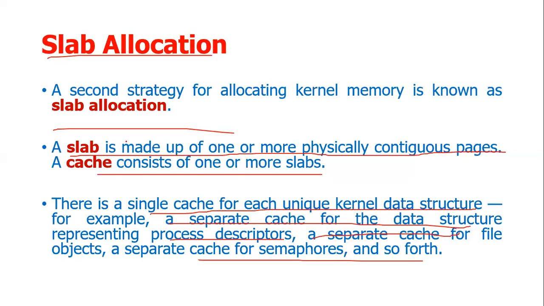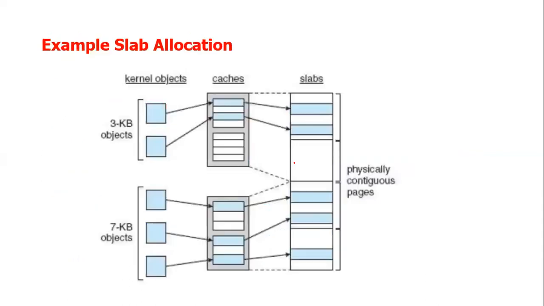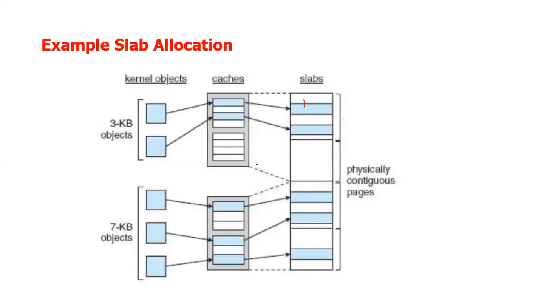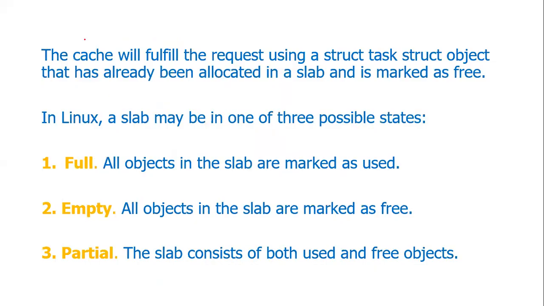So you just see what I said. A slab is made up of one or more physically contiguous pages. Right, where are slabs? These are one or more physically contiguous pages. See, these are all contiguous pages, right? Next, what is a cache? A cache consists of one or more slabs. This is the cache. This one slab, this one slab, this one slab. Right? A cache consists of one or more slabs. And kernel objects consist of objects. So these objects are allocated to the cache and the cache is followed by the slabs. And this is given here.